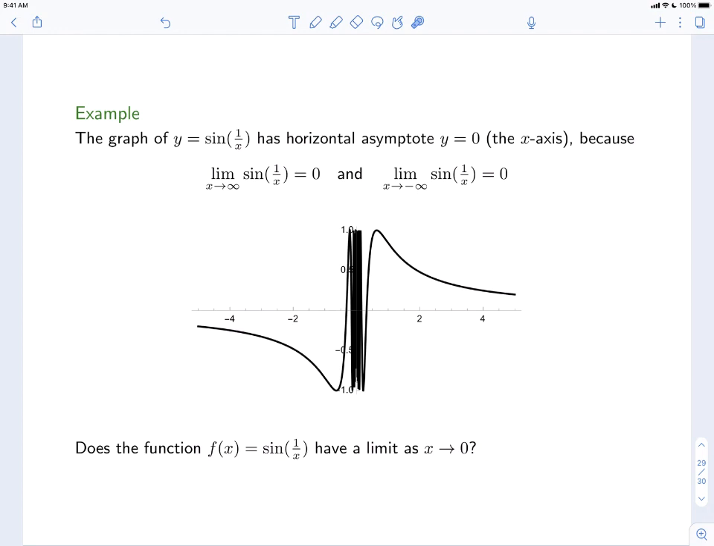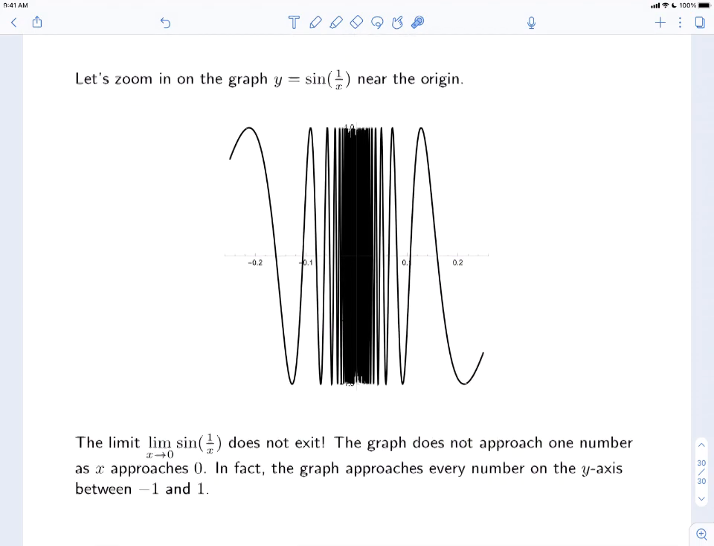Now this does bring up an interesting question. Does the function f of x equals sine of 1 over x have a limit as x goes to 0? Now it certainly doesn't include 0 in the domain. You're not allowed to put 0 in the denominator here. So x equals 0 is not in the domain of this function. But does it have a limit as x approaches 0? Well, let's zoom in. If we zoom in on the graph near the origin, you can see that this graph is just oscillating wildly. So the limit as x approaches 0 of sine of 1 over x does not exist. The graph does not approach one number as x approaches 0.